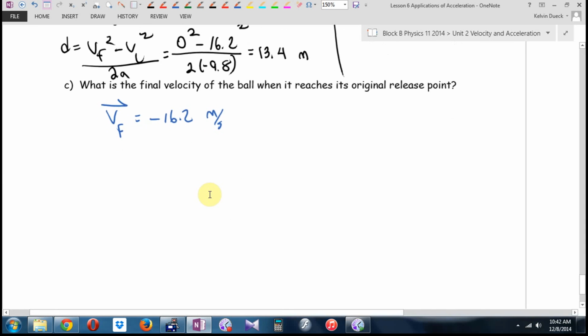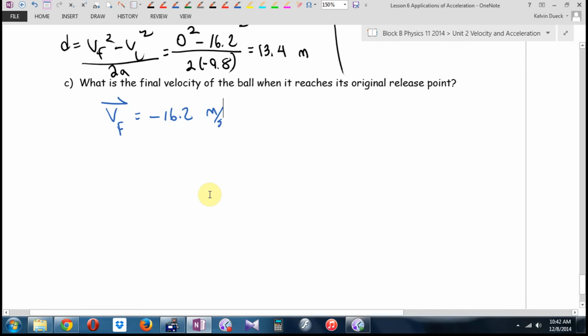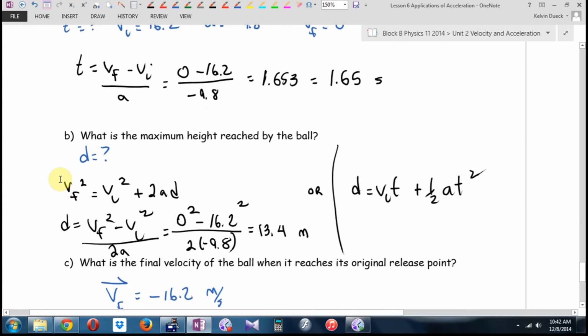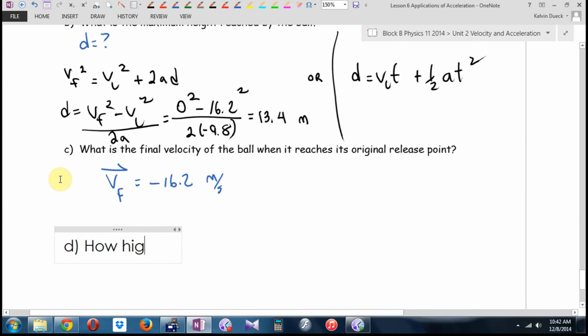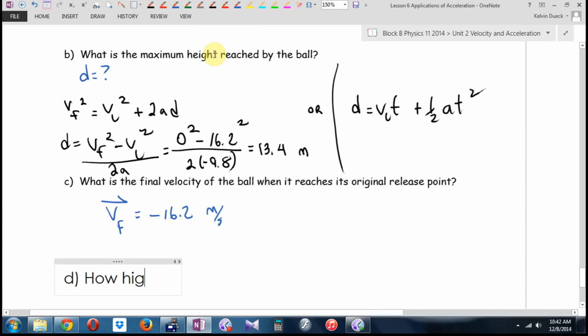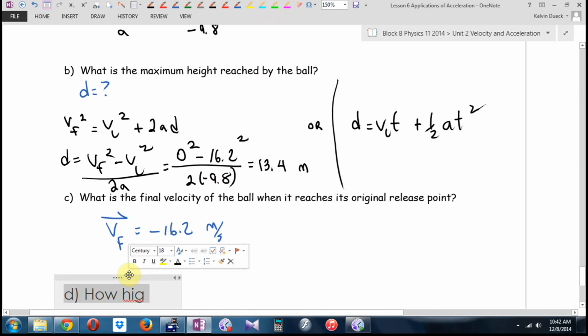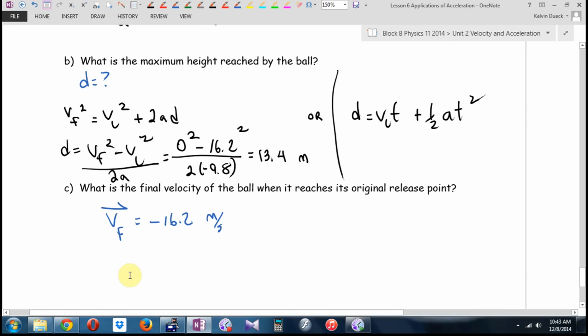Oh, no, I didn't. What is the final velocity of the ball when it reaches? There's no more? We're going to add a part D. Oh, no, wait a minute. Part B is wrong. This is what I meant to add. I remember this now. What did I ask you to find in part B? What have we found in part B? Not the maximum height. We found how high it went above his hand.